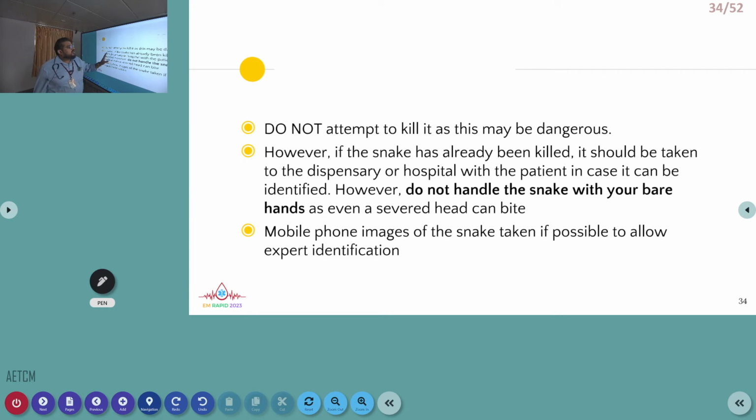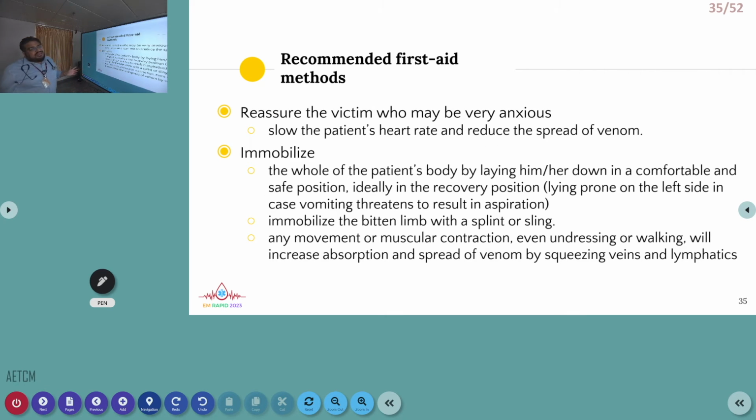Do not attempt to kill the snake, as it may be dangerous. Don't go behind the snake. As I told, snake identification is not at all a priority. Maybe you can take a picture with your mobile phone if you have one, but routinely we don't need that. Reassure the victim who may be very anxious. Immobilize the bitten limb. That is what you need to remember. Do it right. Do it right.